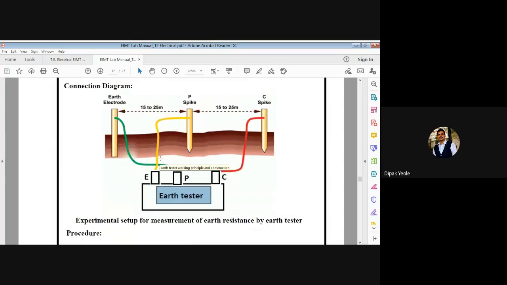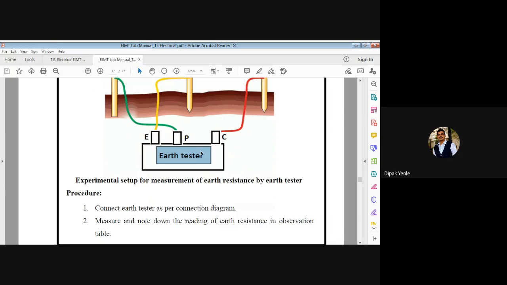Whenever we come back to our college premises, we will take this experiment, use this earth electrode, and find out the earth resistance for that particular soil. The procedure is very simple. Connect the earth tester as per the circuit diagram, then measure and note down the readings in the observation table. That is the important part of this experiment on earth resistance.